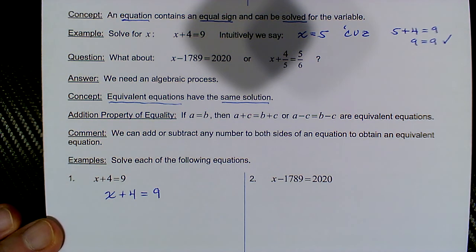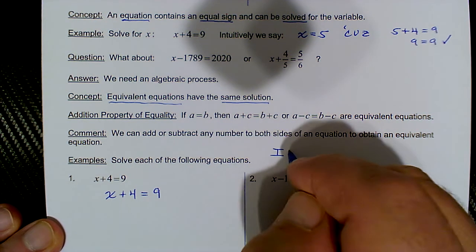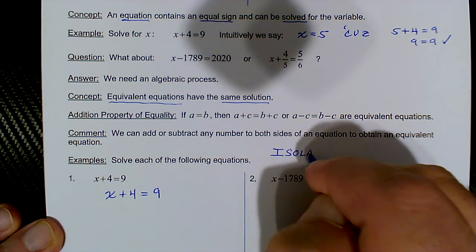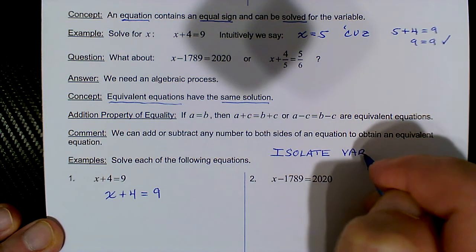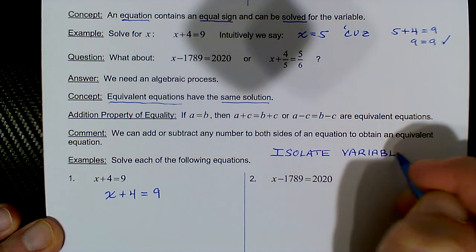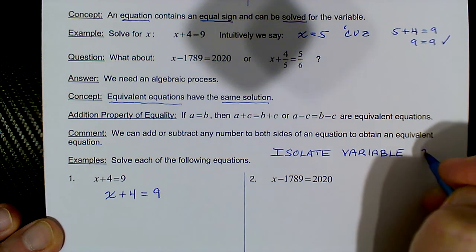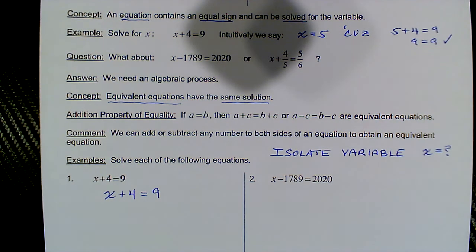And the idea is that we want to solve for x. We have to isolate the x. That's the whole idea, is to isolate the variable. We want to know what 1x is equal to. So x is whatever, some number.